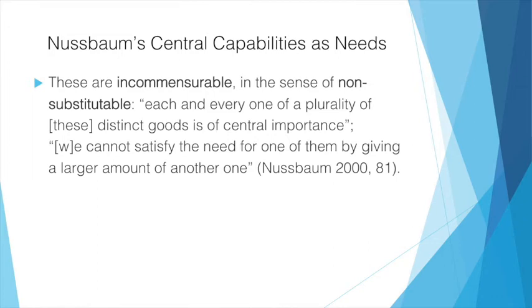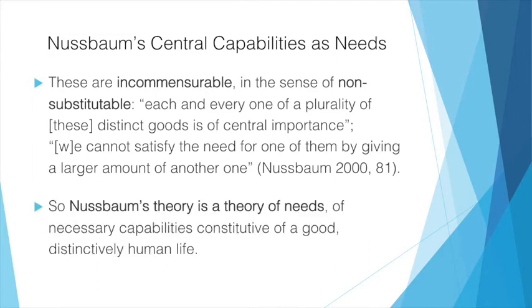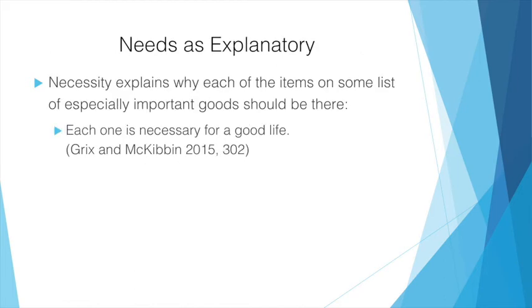Thus, whether or not Nussbaum would like to call it such, we see that her theory is a theory of needs, of capabilities constitutively necessary for a full life. We see that needs have explanatory power. That certain goods are all necessary parts of a good life can explain why they should be on a list of especially important capabilities, or central components of well-being or advantage, or a standard of poverty, and so on.